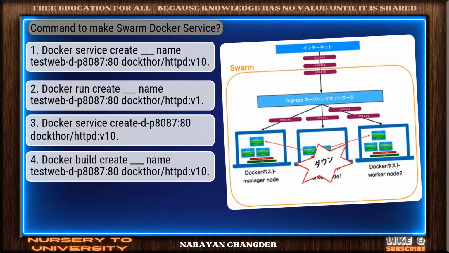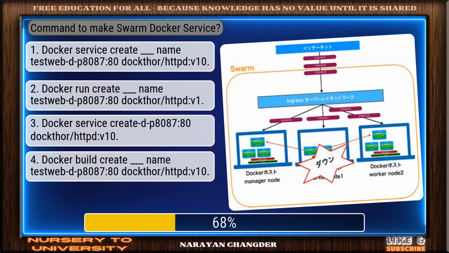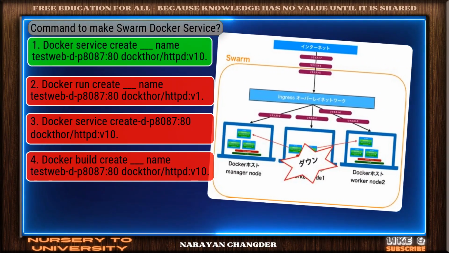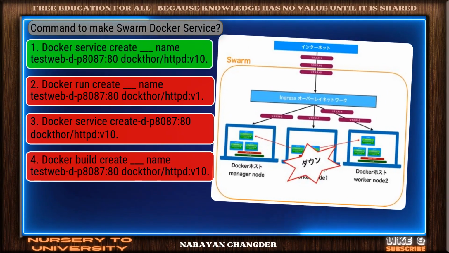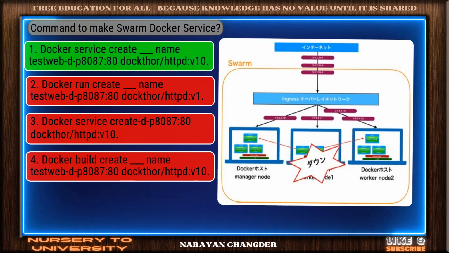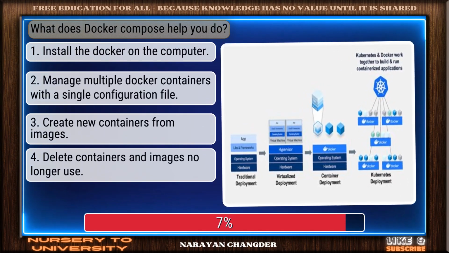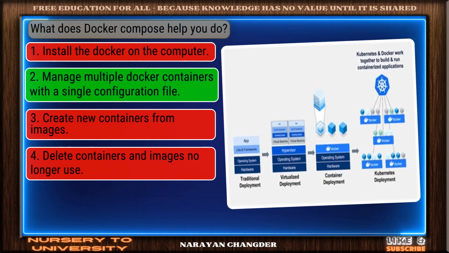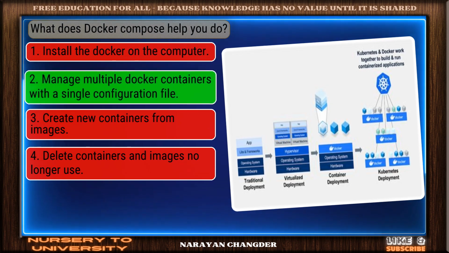Question number 13. Command to create a Swarm Docker service. Good thinking. docker service create --name testweb -p 8087:80 docker.io/httpd:v10 is the right answer. Question number 14. What does Docker Compose help you do? Right again. Manage multiple Docker containers with a single configuration file is a valid answer.